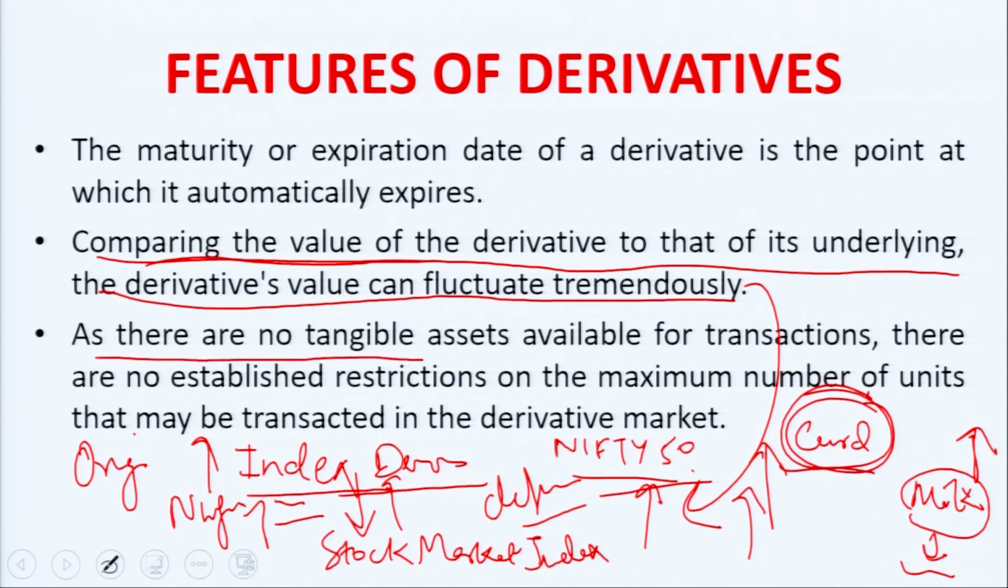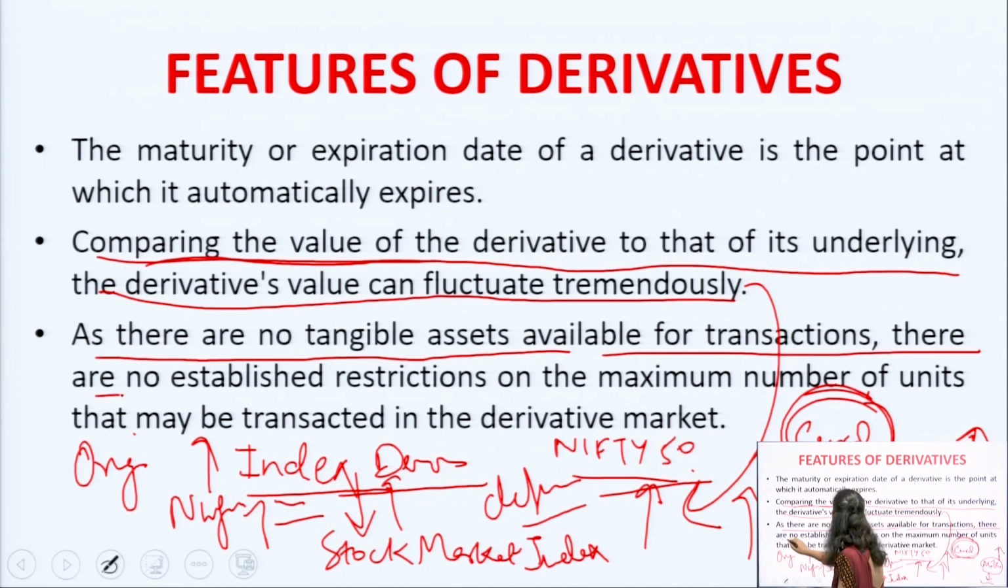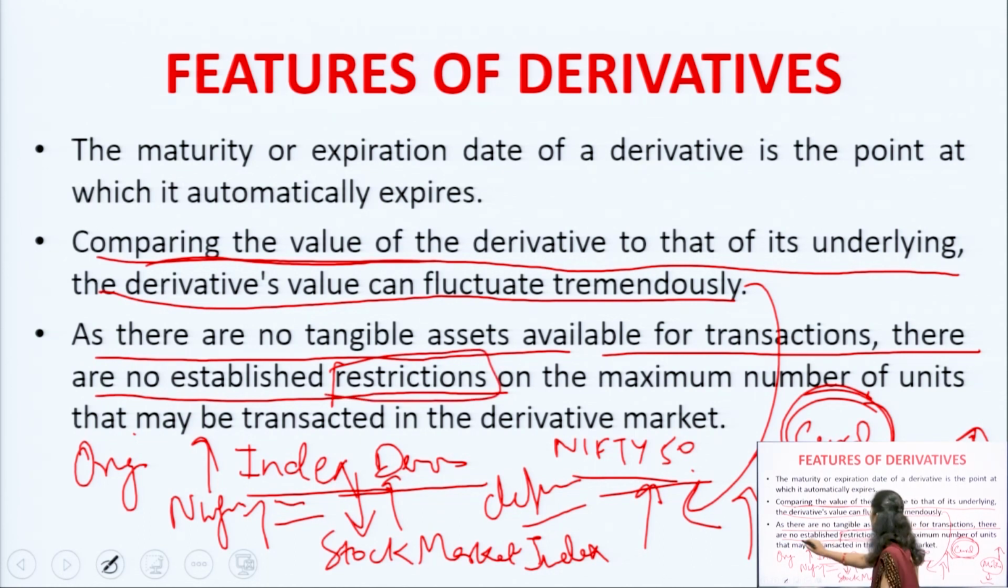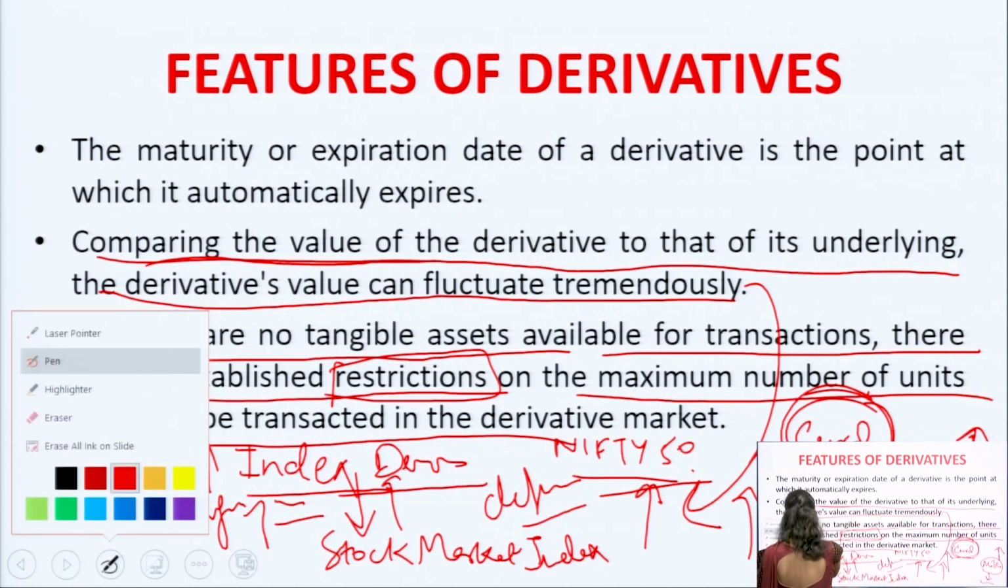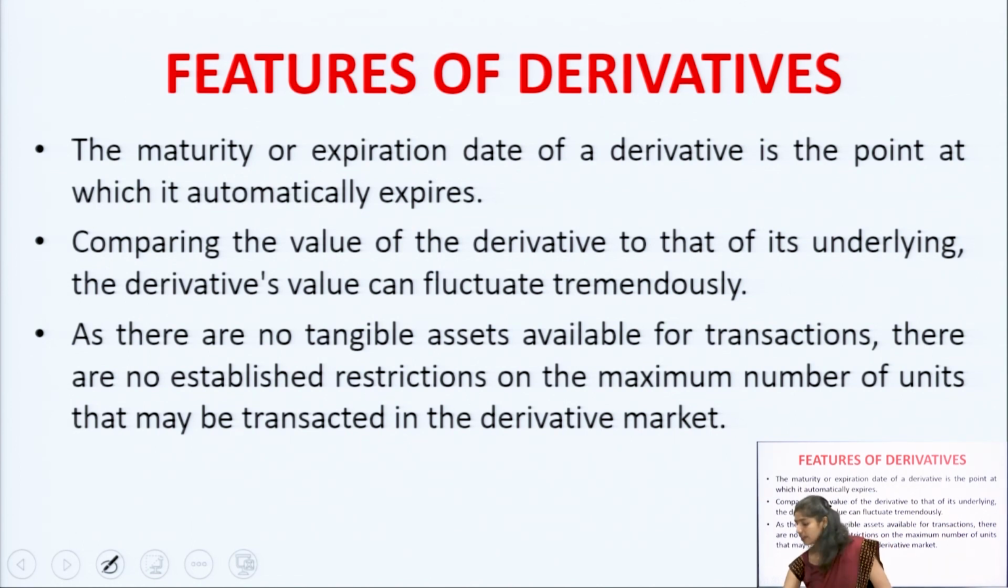Then next point is what? As there is no tangible asset available for transaction, there are no established restrictions. There is also no restriction on the maximum number of units that may be transacted. So, here there is no restriction with respect to how many units you are transacting, in the sense you are going into transactions. This is the third point you can say. So, these are the features you can say.